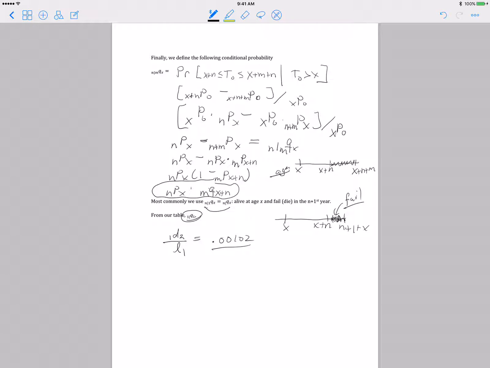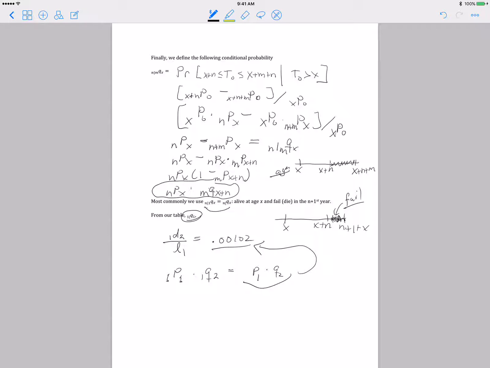If we wanted to write this another way in terms of P's and Q's, this would be the probability that a 1-year-old survives 1 year, right? And then that 2-year-old dies within a year. Suppressing the ones, the probability a 1-year-old survives a year and a 2-year-old dies within a year. So we could just take that product and also arrive at this number.